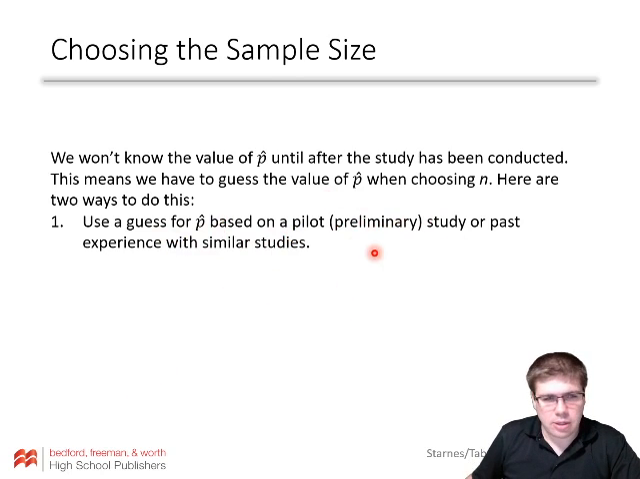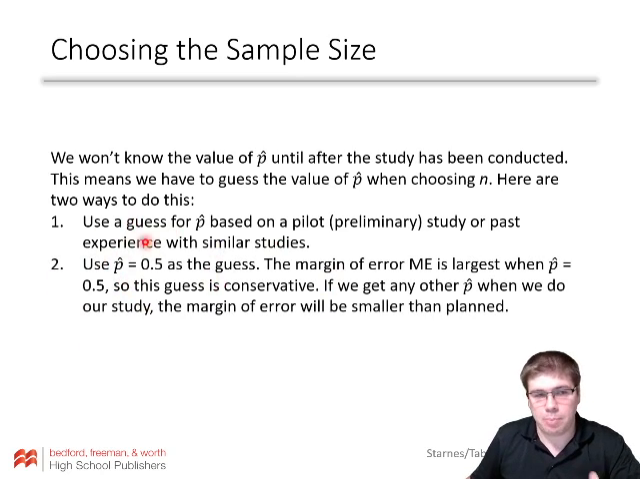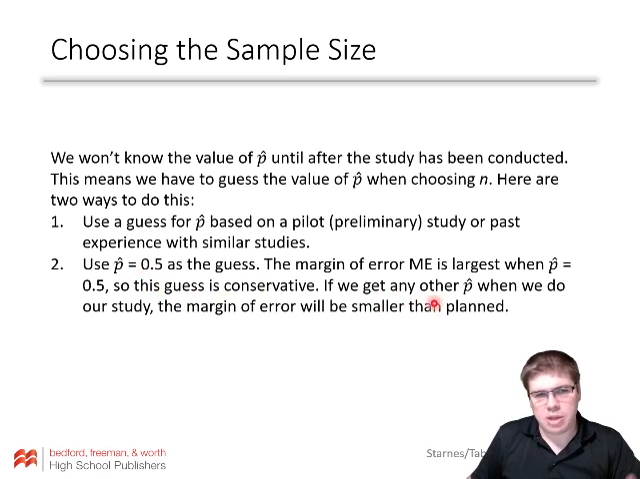If that's not okay, one thing you can do is go really conservative. Remember that if p hat is close to 0.5, that maximizes our margin of error. So we can go with the worst case scenario, our conservative estimate, because it's largest when p hat is 0.5. If we plug in 0.5, we can solve for the sample size that would ensure that our margin of error will be within a range.